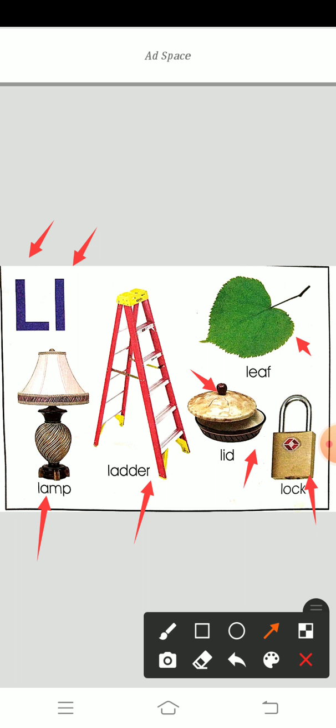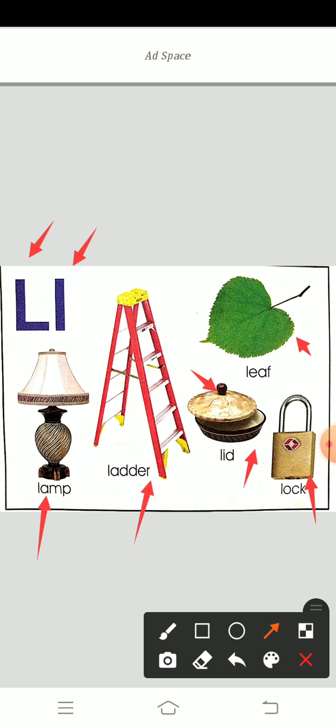Lamp. Where are we using a lamp? In our houses or in the bedrooms we are using a lamp. It gives light when we are in the dark. Then ladder. A ladder is used to take things from high places. So if you want to take that, we use this ladder.